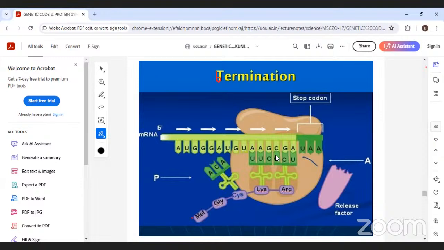The requirements of protein synthesis are shown here. The whole process of protein synthesis is represented symmetrically. That one is totally symmetrical. This is the termination process.